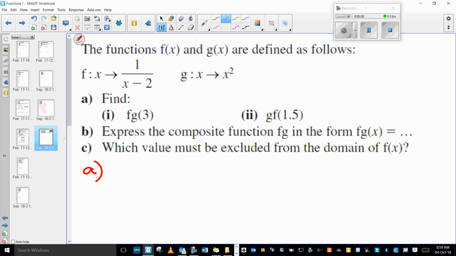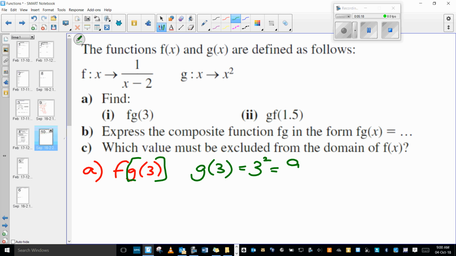So for fg(3), we're going to first of all find g(3). Someone needs to turn their phone off. So for g(3), we would substitute 3 into this bad boy, so we'd have 3 squared, which is 9. How would you know? You don't have to put the brackets in, you just have to know to find the one closest to the brackets first.